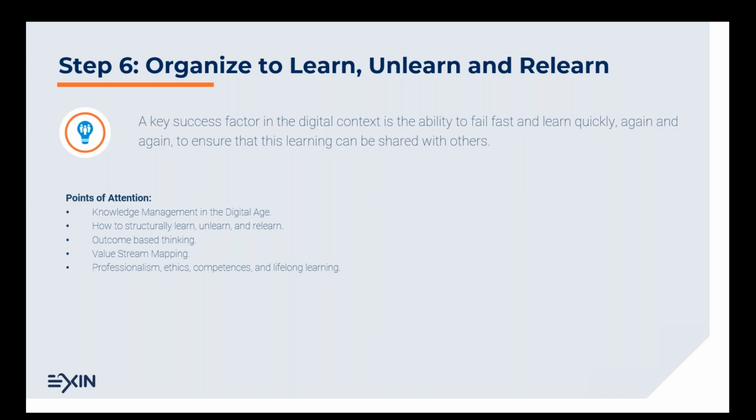Obviously, a key success factor in the digital context is that ability to fail fast and learn quickly. You hear that a lot in the context of agile, fail fast, to do that again and again, but to also ensure that the learning can be shared with others. And I can imagine that's particularly challenging in a global environment where communication and knowledge sharing is more complex. Could you provide some examples of how that can be tackled?